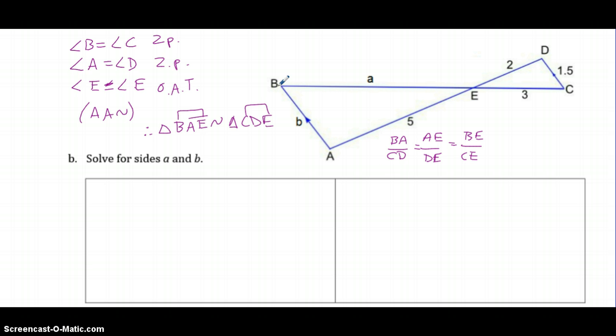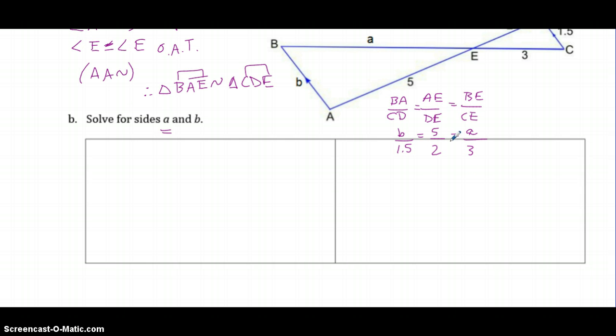So I just find BA on my diagram. So from angle B to angle A, got a little B along the side length. CD is 1.5. AE is 5. DE is 2. BE is B, and CE is 3. So in order to set up my proportion to solve first for A, I need the ratio that has the A in it and the ratio that has no variable in it. If I didn't have a B and I had a number here, you would be able to choose either of them. It wouldn't matter. So we've got A over 3 equals 5 over 2, and cross multiply. So A times 2 is 2A, and 5 times 3 is 15.